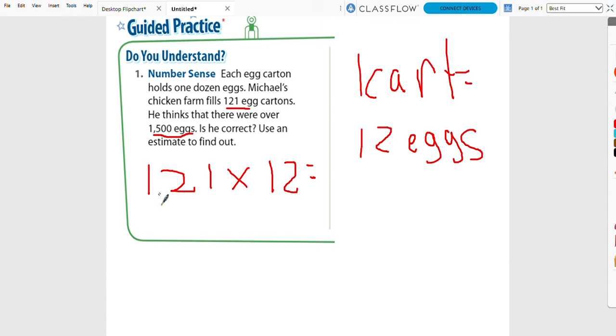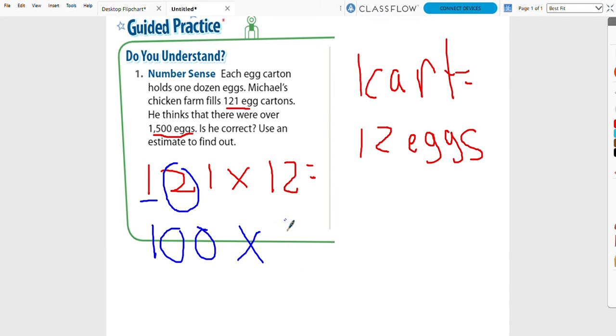So 121, we're going to round that to the highest place value, the hundreds. We're going to look at the 2. That 2 tells me, is it going to stay low to 100, or are we going to bump that up to 200? Well, if you think of 120 on a number line, that's closer to 100, right?